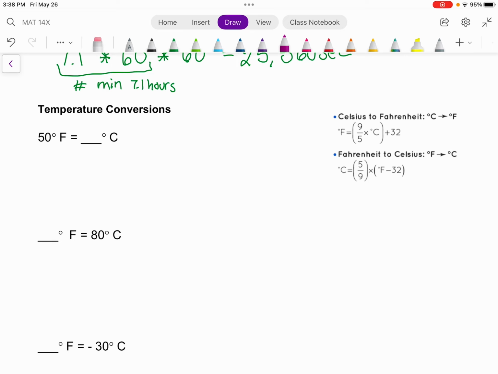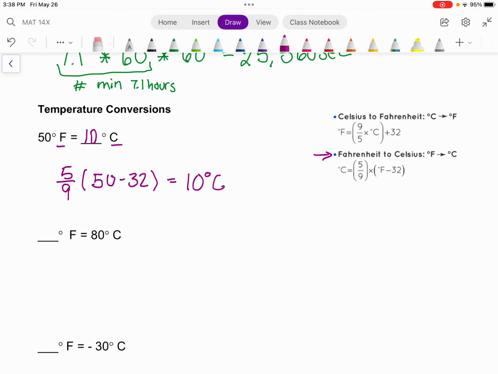So this first one, we're going to try and go from degrees Fahrenheit to Celsius. So Fahrenheit to Celsius, here's my formula down here. And so the relationship is 5/9 times the number of degrees minus 32. And it's 32 because of that freezing temperature relationship. And if I went through and did the calculations here, I would wind up with 10 degrees Celsius. So 50 degrees Fahrenheit is equal to 10 degrees Celsius.